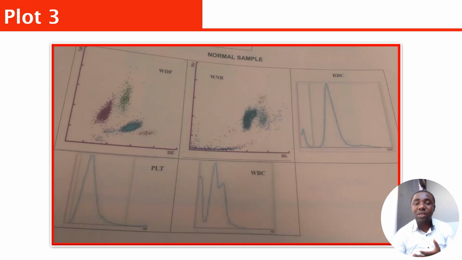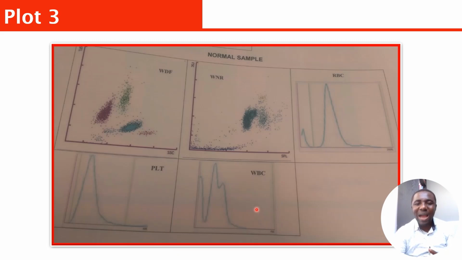So let's look at plot 3. This plot 3 is a good example of a normal graph you can see in differential count or platelet, as the case may be. Look at this. Again, like I said, this is lymphocyte, this is monocyte, and this is neutrophils. This is also WNR. Remember we talked about measuring nucleated red cells as well. If you look at this red blood cell, you're going to see that it's normally distributed. Everything is fine. The same thing is applicable to the platelet. Everything is fine. But look at the white cell count. You're going to see it has different peaks.